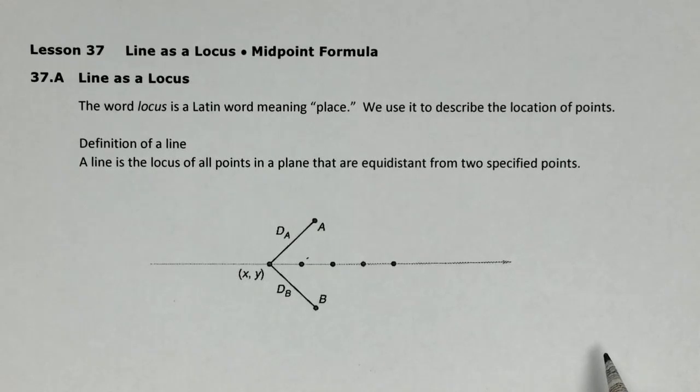Then the definition of a line, the locus version of that, would be: a line is the locus of all points in a plane that are equidistant from two specified points. And locus does mean place. You might just put the word group in there. It's the group of all points. Anyway, there's a drawing here trying to depict that.